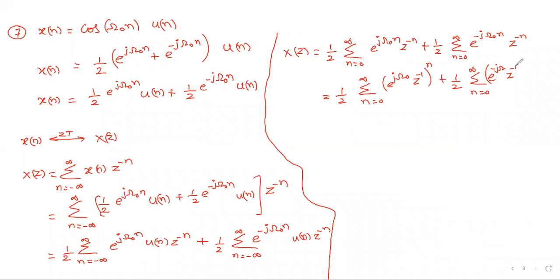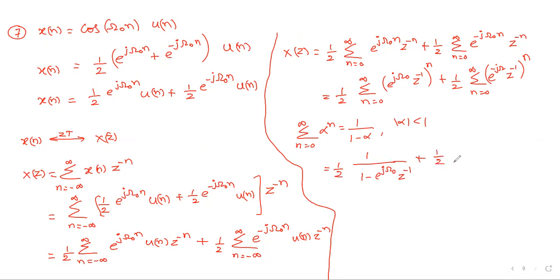z power minus 1 whole power n. Now, by using the formula, summation n equal to 0 to infinity alpha power n is 1 by 1 minus alpha, where mod alpha is less than 1. If you use this one, what we will get? 1 by 2 times 1 by 1 minus e power j omega naught into z power minus 1 plus 1 by 2 times 1 by 1 minus, what is alpha value? e power minus j omega naught into z power minus 1.